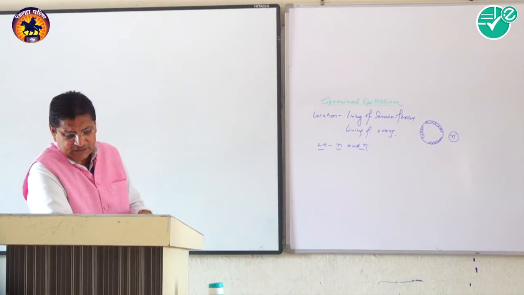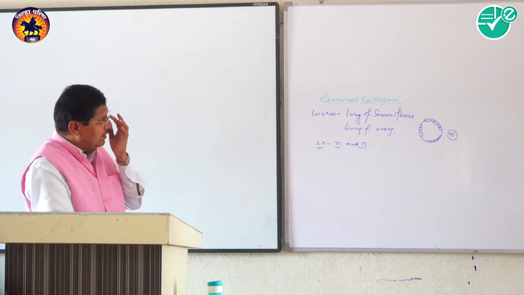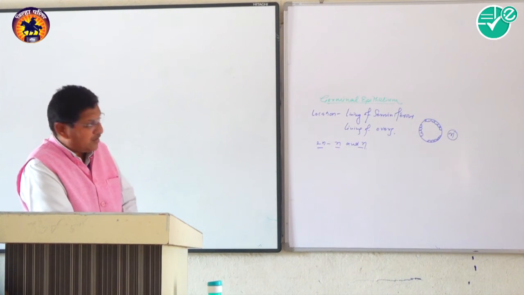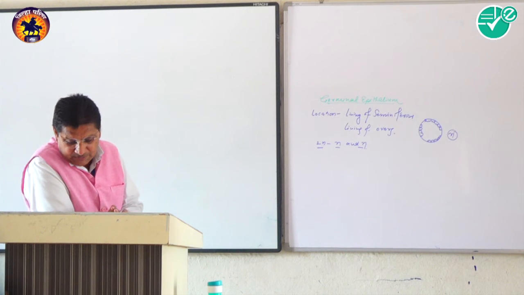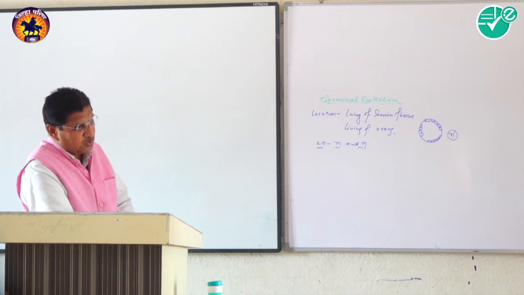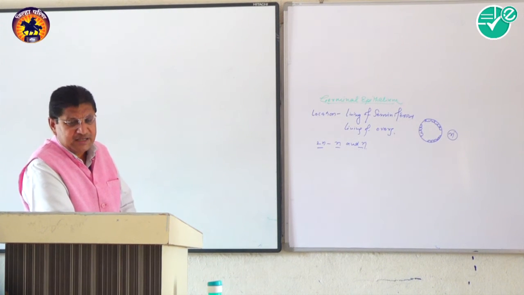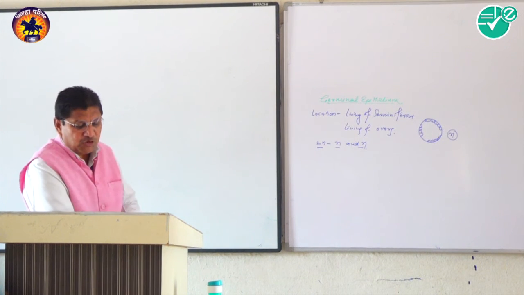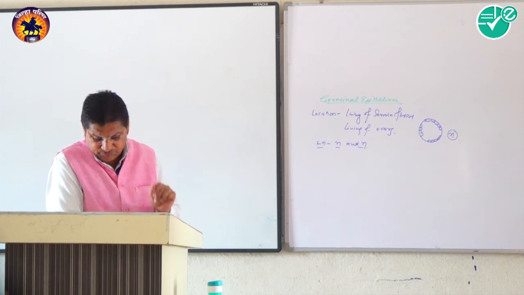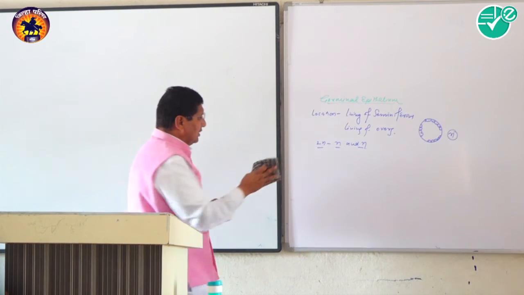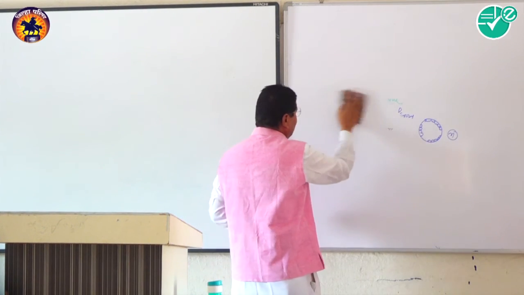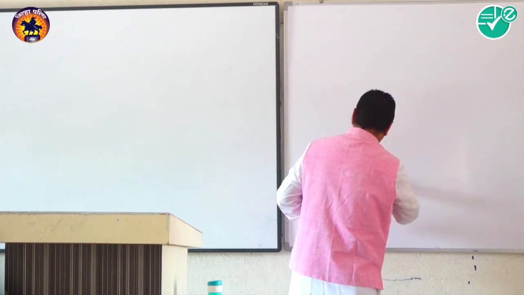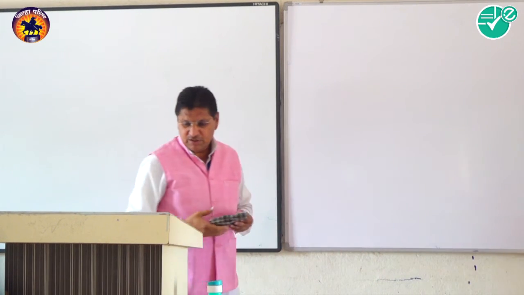Such types of cells are only present in the gonads, in the testes and in the ovary, and they undergo meiotic cell division to divide the diploid chromosome number into the haploid one. Now this is about the germinal epithelium. The first part of this topic gets over.